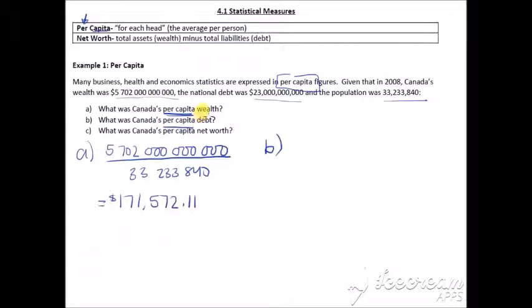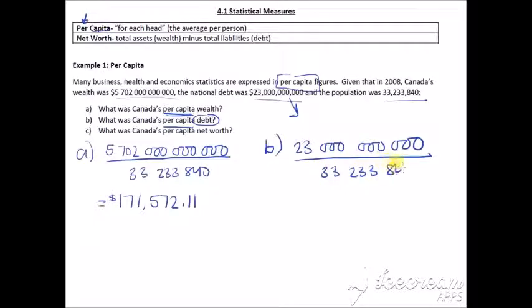Now, per capita debt. Okay, so if we're looking at debt, we do the exact same thing. We take the national debt, and then we divide it by the number of people. Okay, and when we divide this figure, we get 692.07. I'm just going to double check. Yeah, so that's good. So every single person, say in Canada, owes $692.